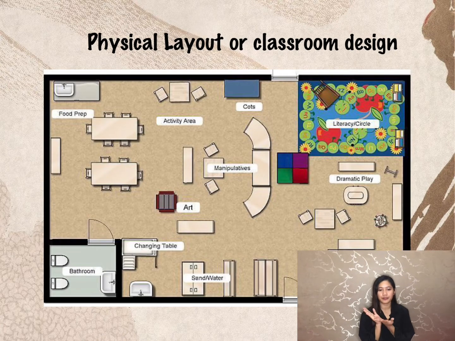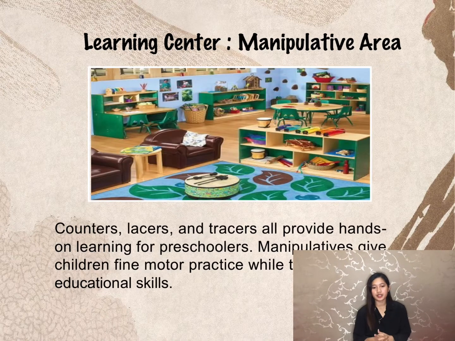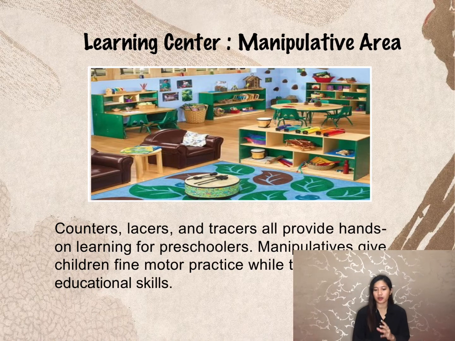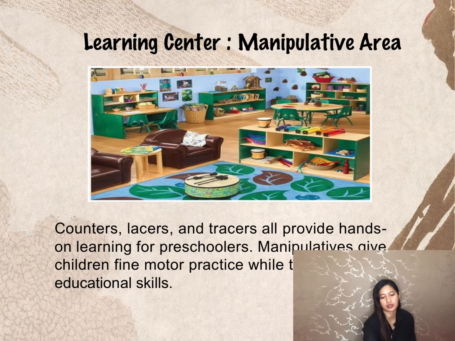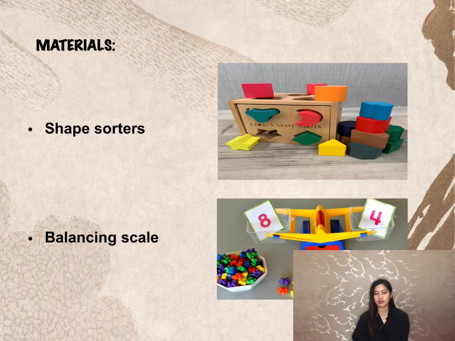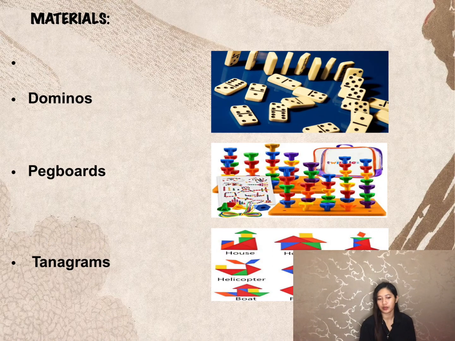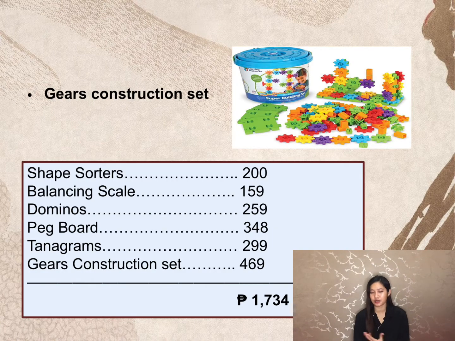So, this is my physical layout, or my classroom design. In the learning center, I must include the manipulative area, because counters, lacing and tracing toys all provide hands-on learning for preschoolers, and manipulatives give children fine motor practice while teaching early educational skills. So these are the materials: shape sorters, balancing scale, dominoes, pegboards, tangrams, and gears construction site.